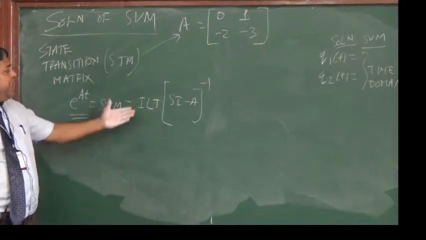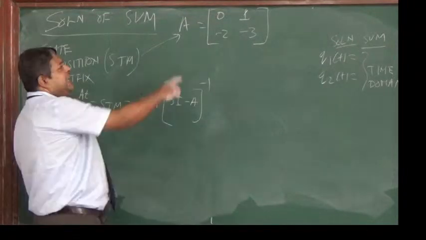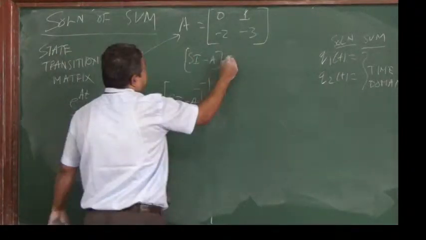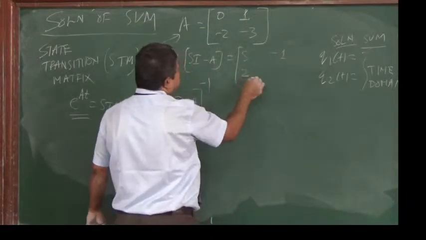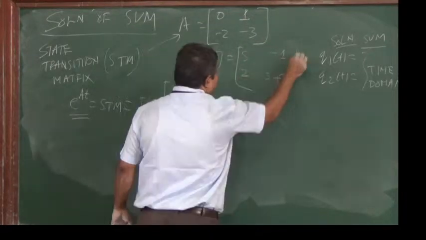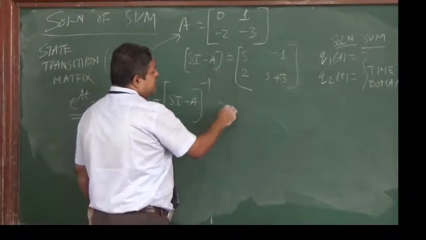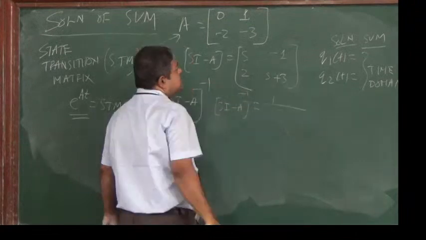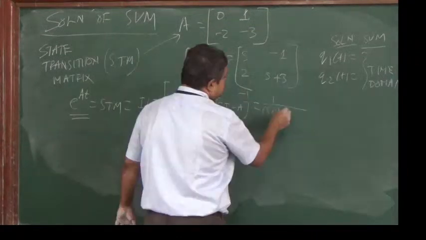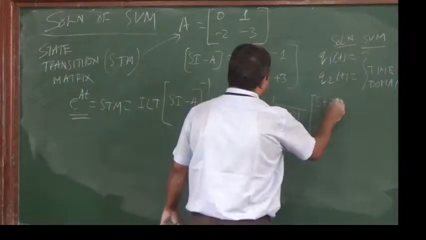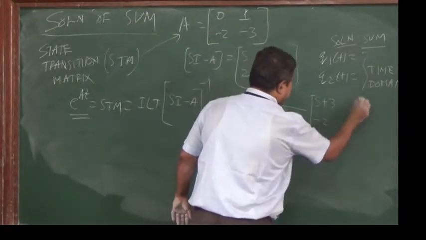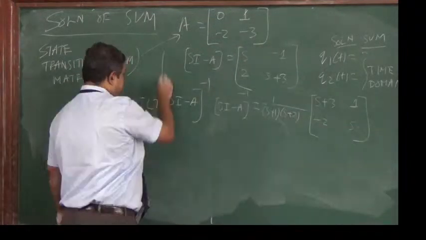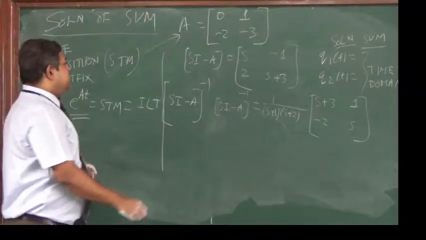We have already done the first part. So (sI minus A) inverse, A is given. What is sI minus A? That we have to find first. So this is s, minus 1, 2 and s plus 3. The same numerical we are doing. What is (sI minus A) inverse? (sI minus A) inverse is 1 by s square plus 3s plus 2, that means this is (s plus 1)(s plus 2), and then the matrix s plus 3, 1, minus 2 and s. So this is what is called (sI minus A) inverse.